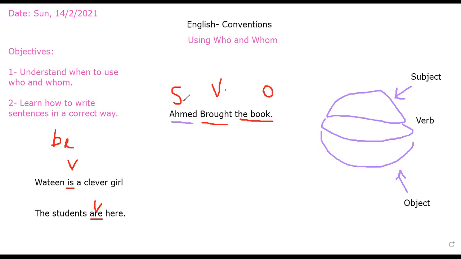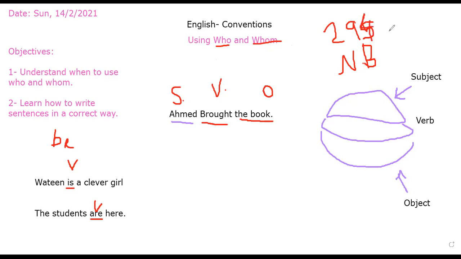But if we go for our books right now and open page 295 in the Reader's Writer's Notebook, now we are going to learn about something very important, which is using who and whom. These are two ways of making a question. 295? Sorry, it's 294. Thank you so much, Wateen.